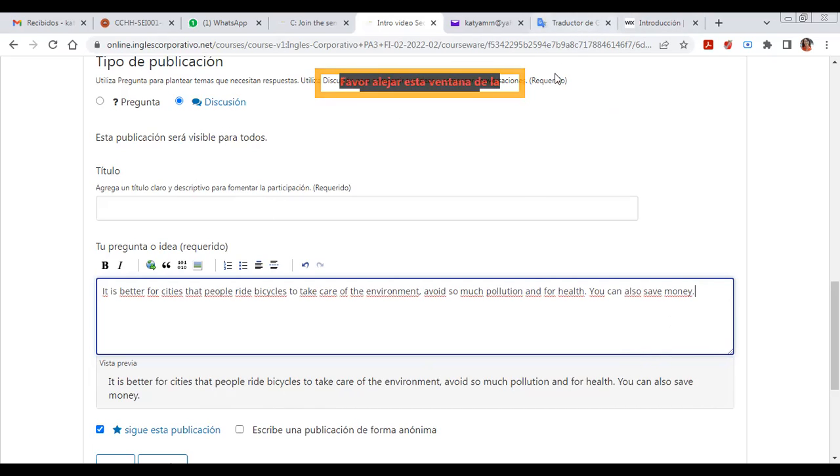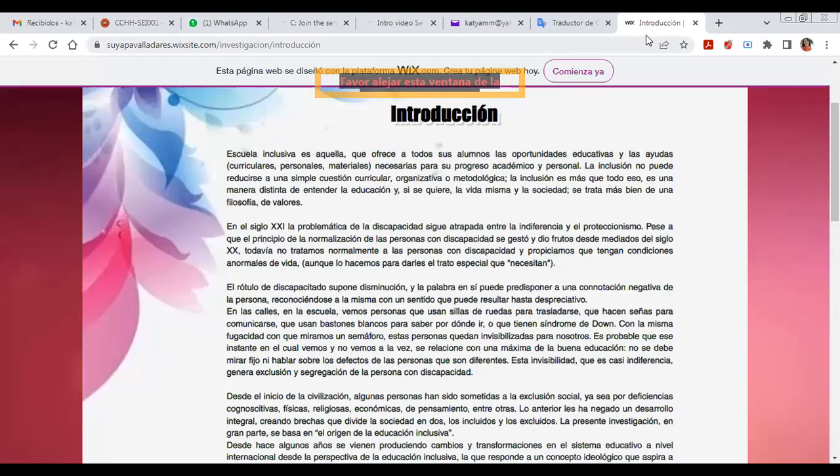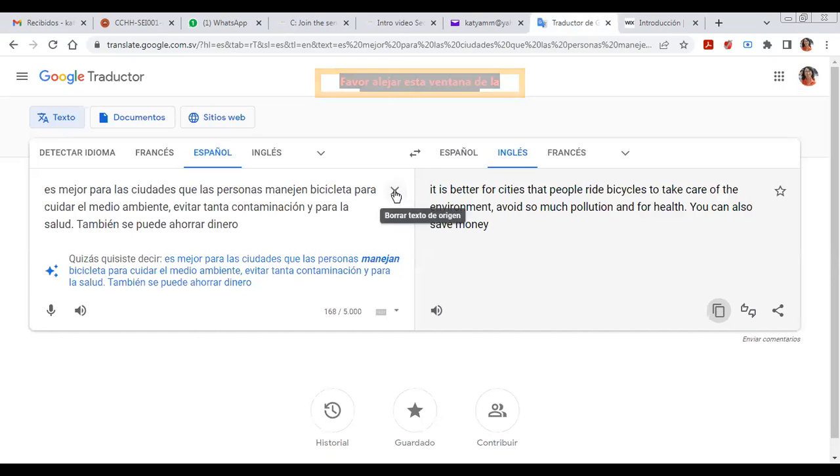What else? And do exercise? Yes. When you ride a bike, okay, here is more for health, because you can do exercise. I don't know if exercise is correct. Yeah, I think.